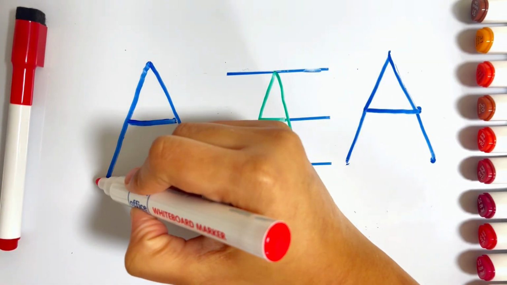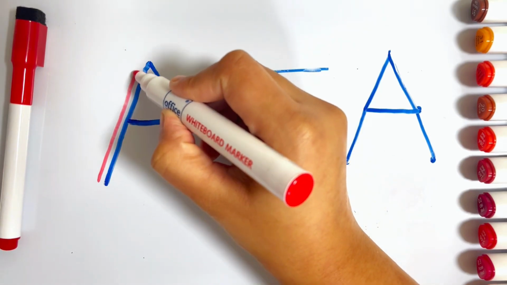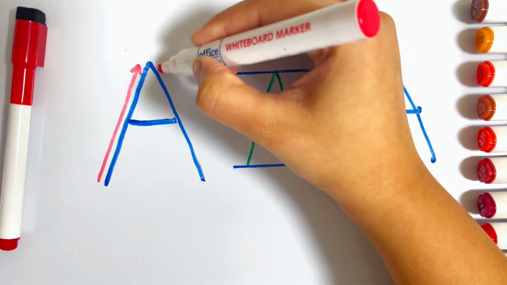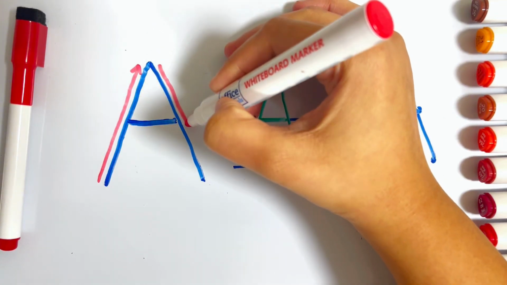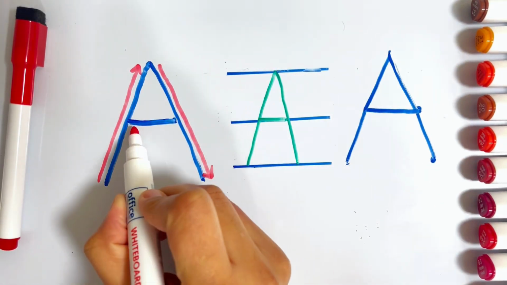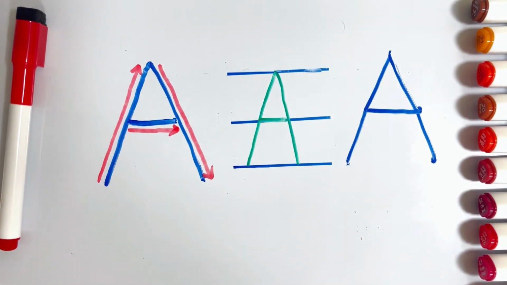Say with me. A line going up. A line going down. Now a line in the middle. A.